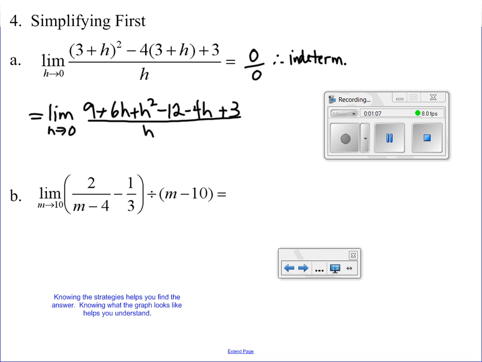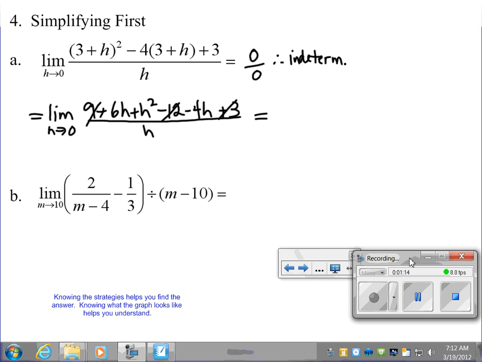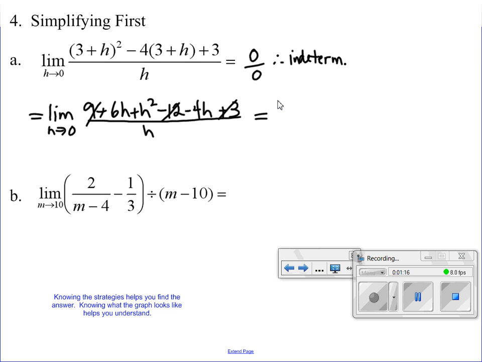9 plus 3 is 12, minus 12 is 0. These are all going to cancel out. So what we're going to do then is divide everything by h, or take an h out and cancel it out. And either way you look at it, you get the same result. You're going to get 6 plus h minus 4. And when I replace h with 0 now, because I've dealt with the h on the bottom, I'm simply going to get 2. That is the limit as h approaches 0.